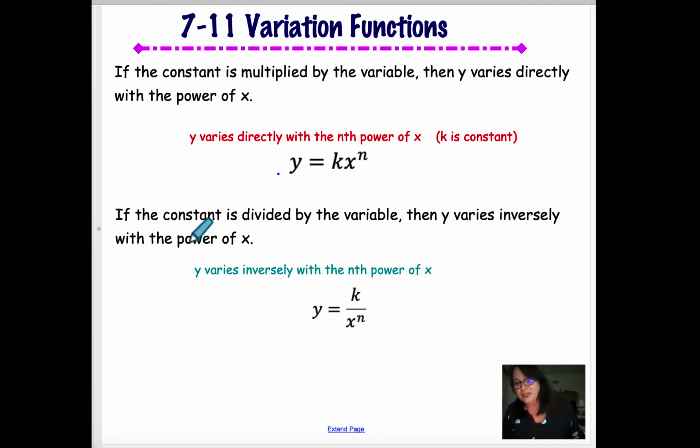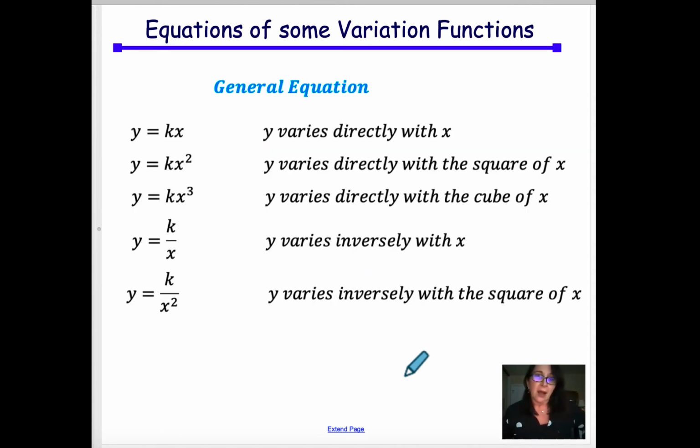Now, if the constant is divided by the variable, then y varies inversely with the power of x. So the way you would write the inverse of the nth power of x is like this. Okay, so there are two different ways you would write a variation. One, you would say it varies directly, and that's when you're multiplying. And one, you're saying it varies inversely, and that's when you're dividing. Okay, these are some of the equations of the variations that you may experience.